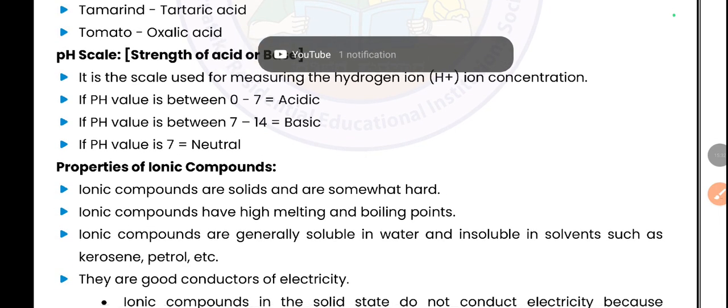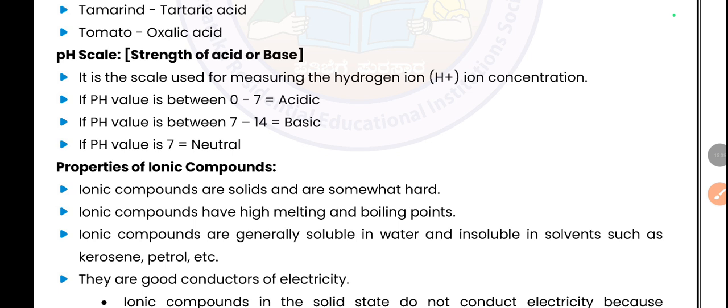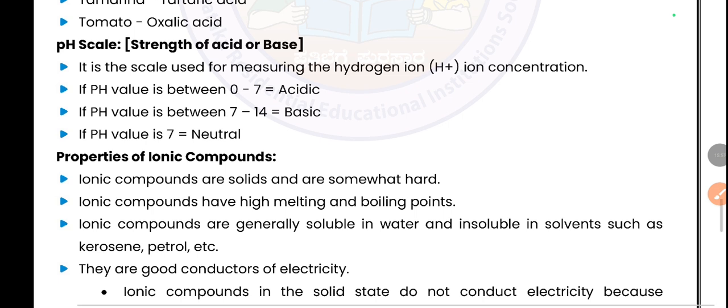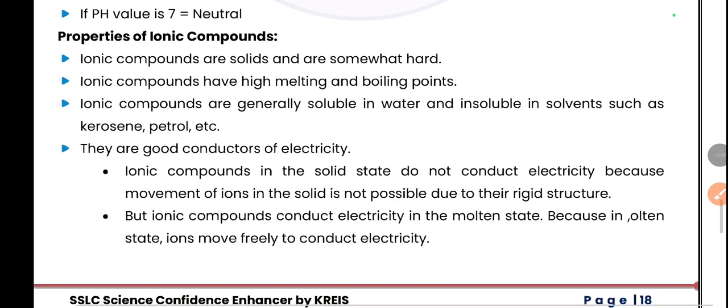Then pH scale. The strength of an acid or base is measured on the pH scale. It is the scale used for measuring hydrogen ion concentration. If the pH value is between 0 to 7, then the medium is acidic. If the pH value is between 7 to 14, the medium is basic. If the pH value is exactly 7, then that medium or solution is neutral.